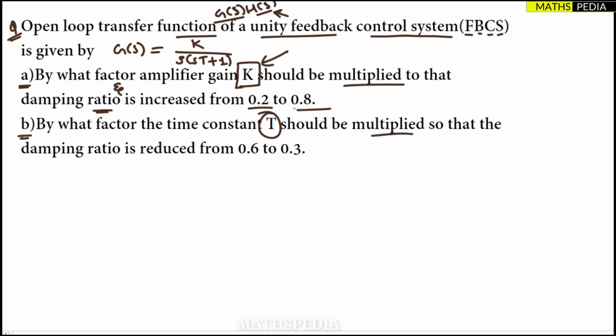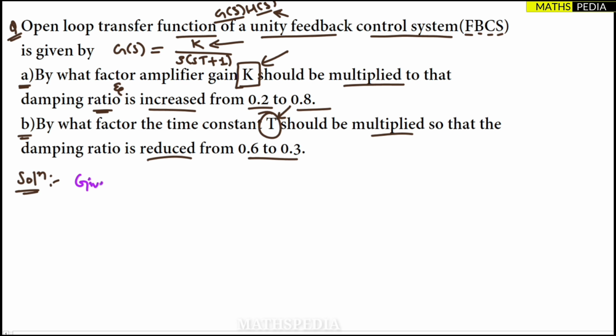Here it was asking K, here they are asking T. Both things are available in the transfer function itself, G(s), the open loop transfer function, so that the damping ratio is increased. We will be solving that. Now first thing is that G(s) is already given, so we'll write the solution.